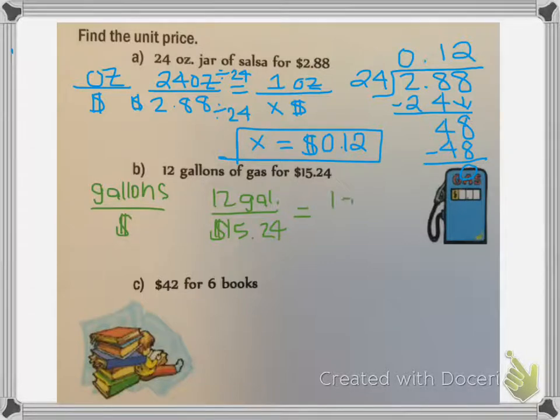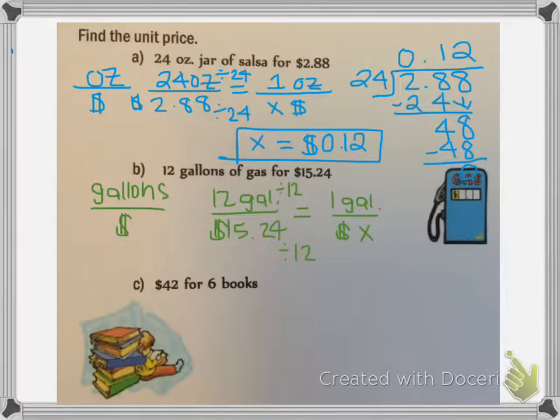We'll set up our proportion, and we said we want to know how much 1 gallon of gas will cost. So we know the 1 gallon. What we do not know is the price. So we have to find however many dollars 1 gallon will cost us. Well, to get from 12 to 1, I have to divide. 12 divided by 12 equals 1. And whatever I do to the numerator also has to be done to the denominator. So I have to divide 15 and 24 hundredths.